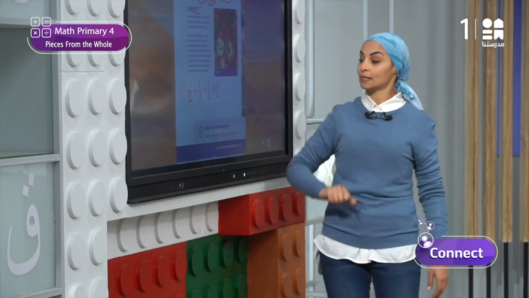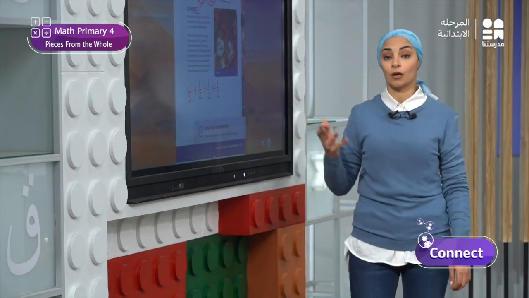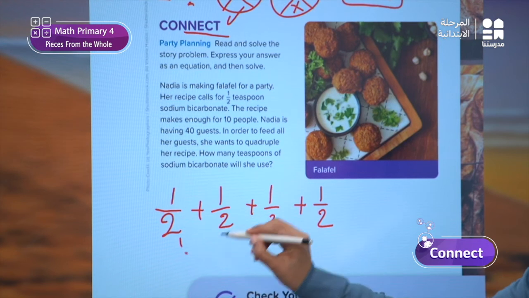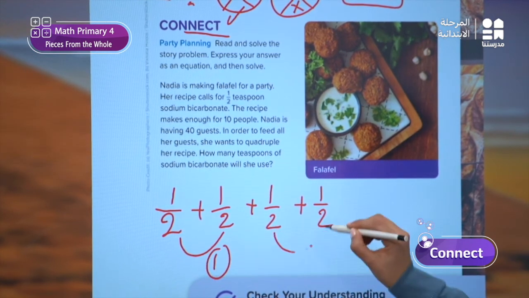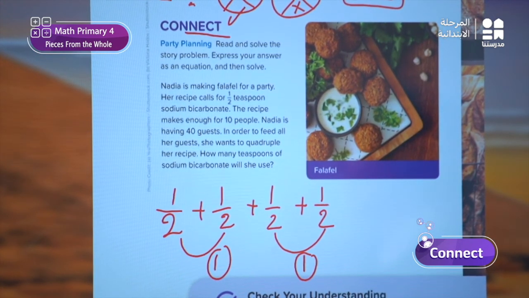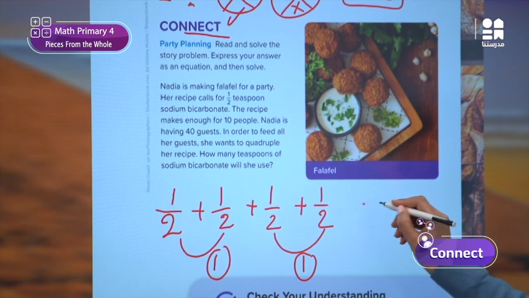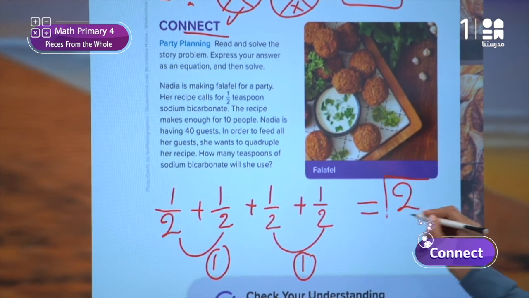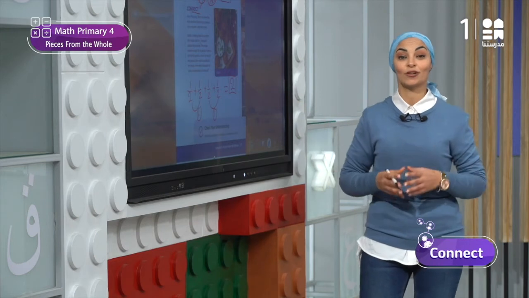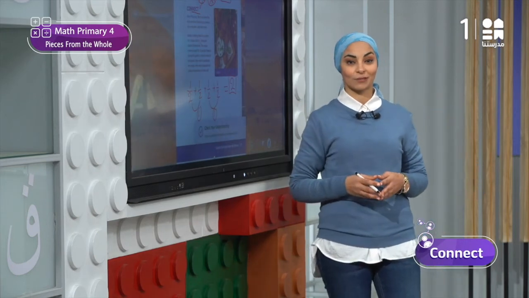Now let's calculate: half plus half plus half plus half equals what? Half plus half gives me 1, another half plus half gives me 1. So how many does Nadia need? Yes, of course, she needs 2 whole teaspoons to be enough for the 40 guests coming to the breakfast.